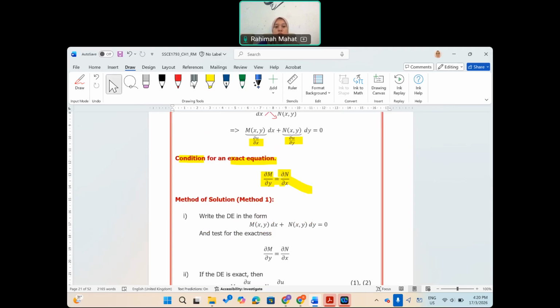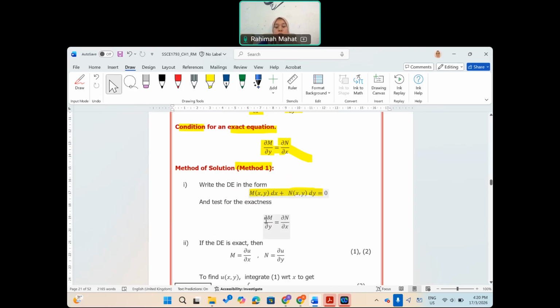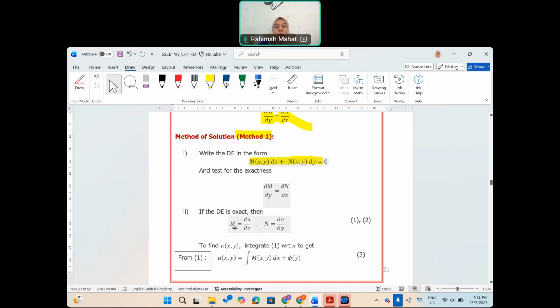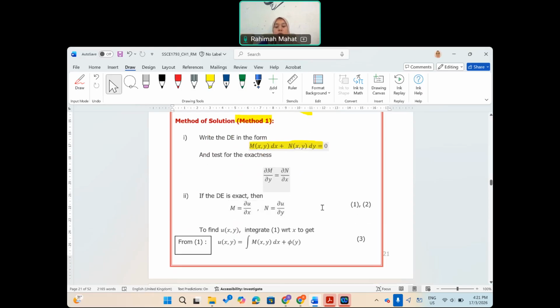So we go to the first method, where we write the DE in the form of M(x,y) dx plus N(x,y) dy, and then test the exactness, where you should get delta M over delta y is equal to delta N over delta x. If the DE is exact, then M is equal to delta u over delta x, N is equal to delta u over delta y, for equations 1 and 2.